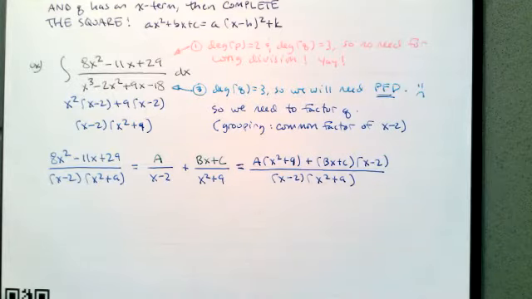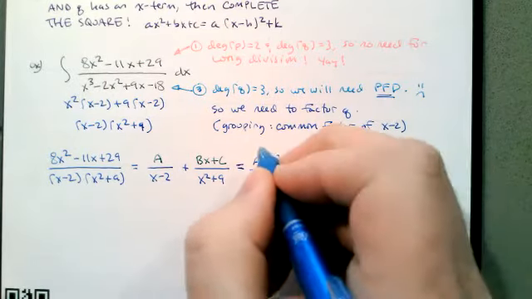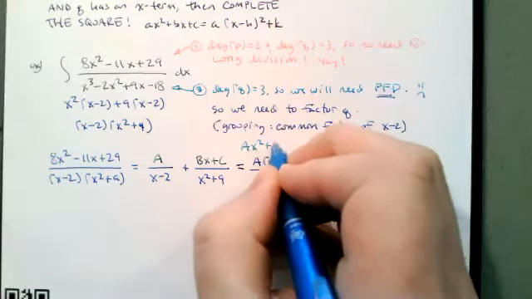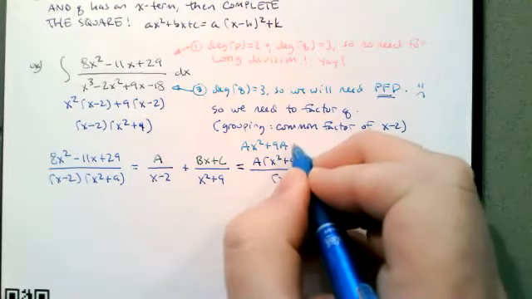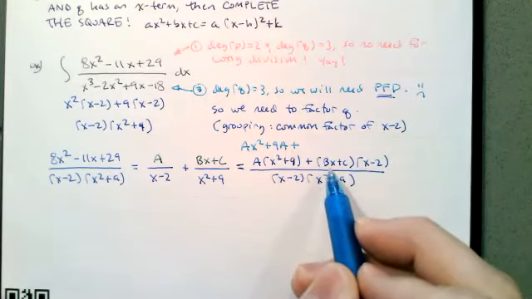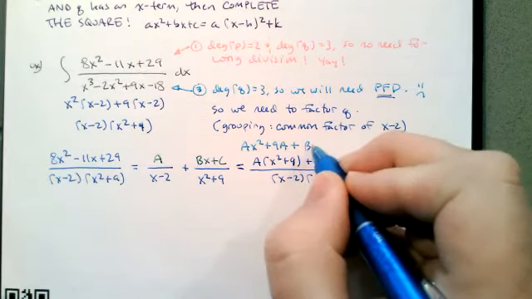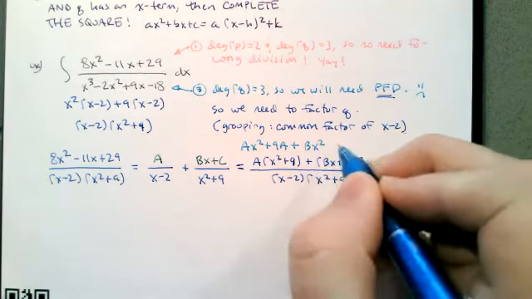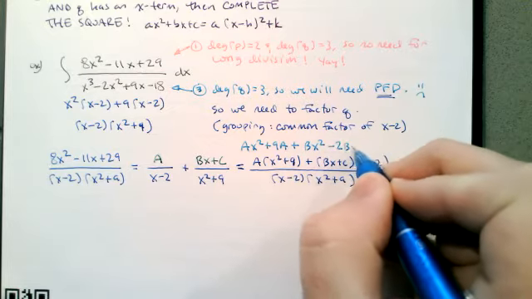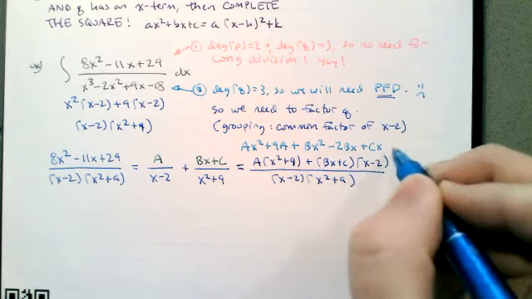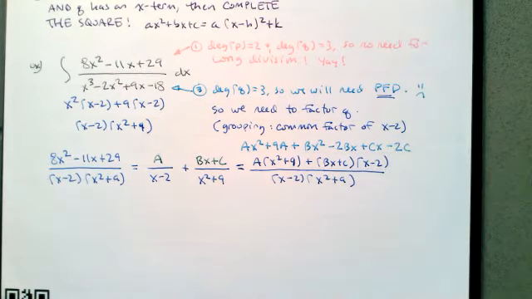So I'm going to multiply out the numerator, and that's going to be ax squared plus 9a, plus, and then I have to multiply bx plus c times x minus 2. So I'm going to have bx squared minus 2bx plus cx minus 2c.